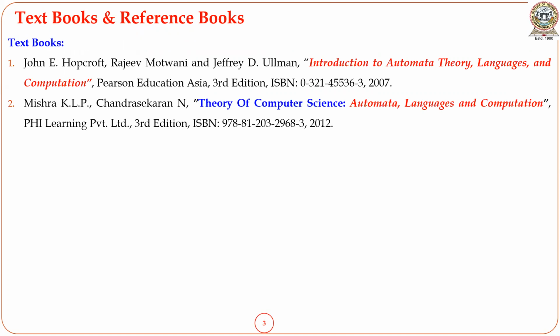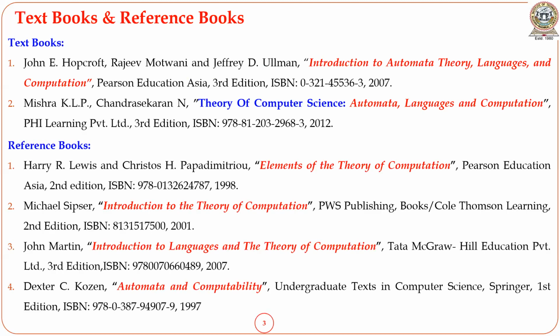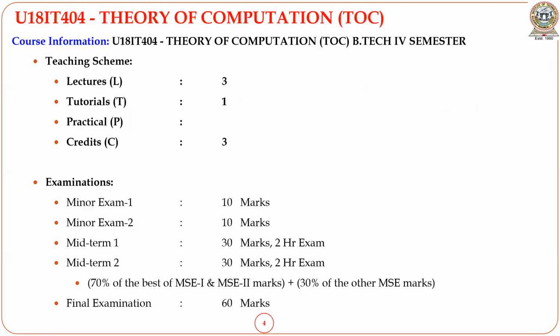And the second textbook is Theory of Computer Science, Automata, Languages and Computations, written by Mishra K.L.P. and Chandrasekharan N. It is mandatory to purchase these textbooks, as this course is a core subject for the IT students. And these are the reference textbooks. You can refer to these textbooks from the library. And this is a 3-lecture course and 1 tutorial, and it's a 3-credit course.